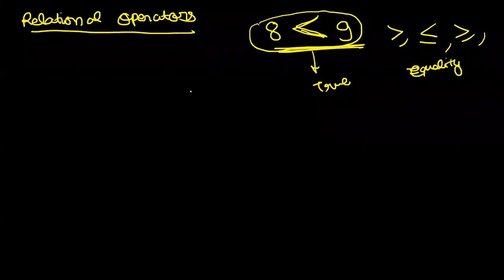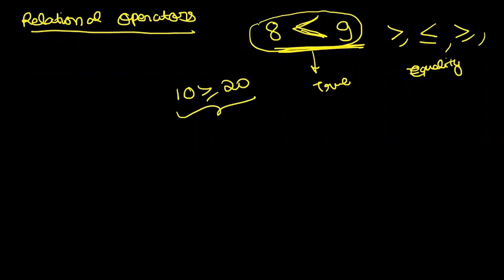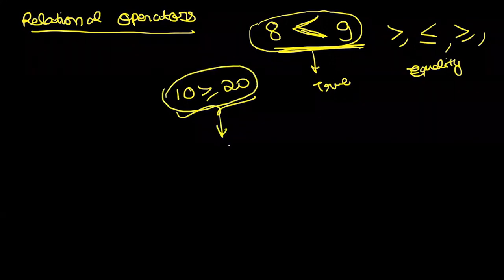So if I say 10 is greater than equal to 20, boss, is this expression correct or wrong? I am claiming to you guys that 10 is greater than equal to 20. All of you will tell me, hey Adarsh, whatever you are claiming is wrong. So I will tell you that this expression, 10 greater than equal to 20, is false. So guys, this relational operator helps me to compare these two elements and establish a relationship, that boss, 10 is not greater than or equal to 20.